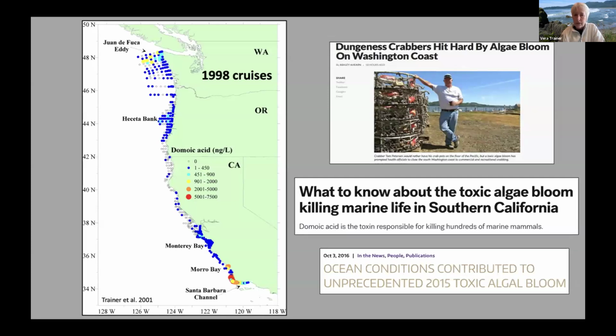And what you'll notice is that there are these hotspot sites, the Juan de Fuca Eddy, Heceta Bank, and then moving further south. So I'll be focusing more on the hotspot sites there in the Pacific Northwest, and Clarissa will focus more on the sites in the south. And you can see some recent news headlines that document some of the impacts of these domoic acid events on this coast.